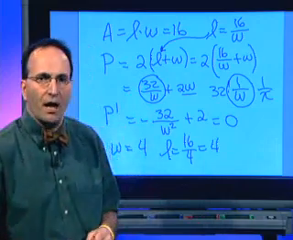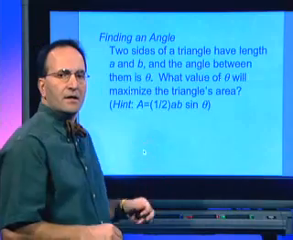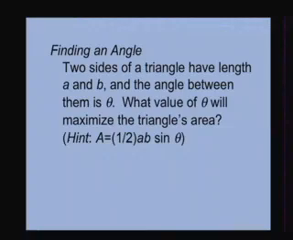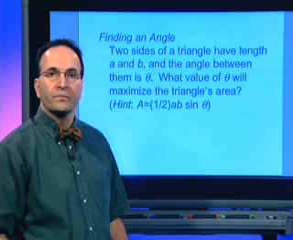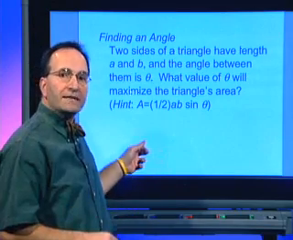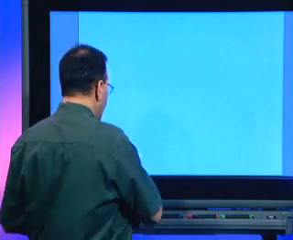Let's try another problem. Let's take finding an angle. We have two sides of a triangle which have length A and B, and the angle between them is theta. What value of theta will maximize the triangle's area? And the formula we're going to use for this is the hint: area is equal to 1/2 times A times B times sine of theta. So what we're going to do is write down the area, which is 1/2 AB sine theta.